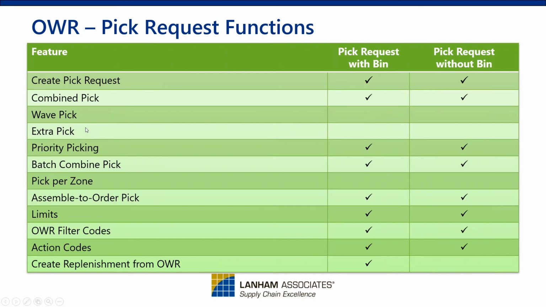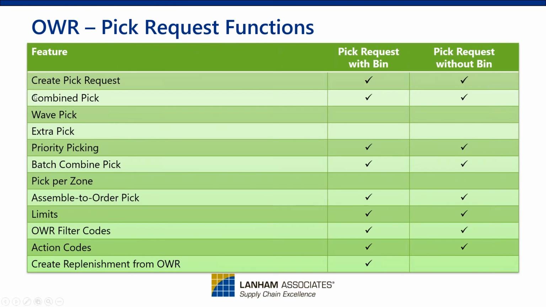Wave pick and extra pick are two advanced picking strategies that we've built into Outbound Warehouse Request, and that requires the use of different bin types. So those are not supported in this environment, and zones are also an advanced warehouse configuration, and so it's not supported with pick requests as well. But everything else here is fully supported.